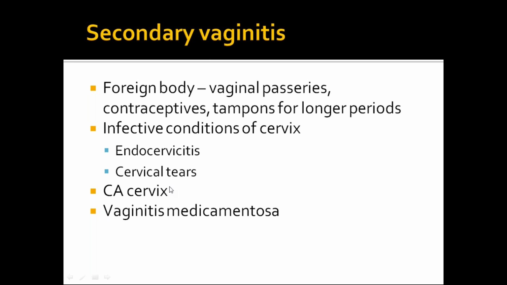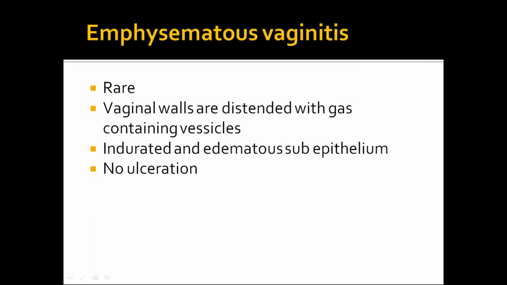Vaginitis medicamentosa. What is vaginitis medicamentosa? Medicamentosa is because of some medicines. This is a type of vaginitis which is caused by arsenic products or douches and occasionally pills. Then you term it as vaginitis medicamentosa.